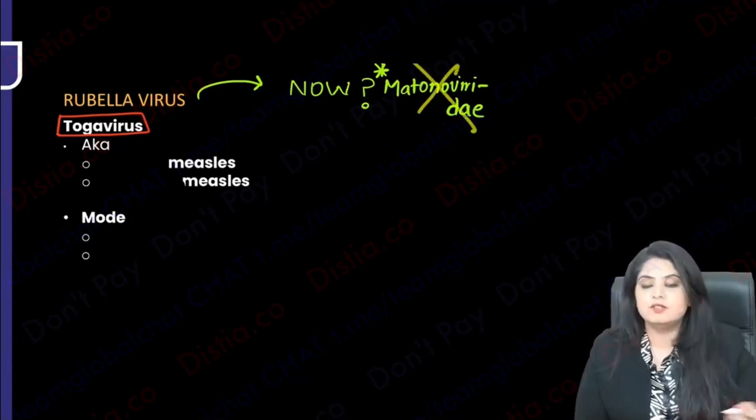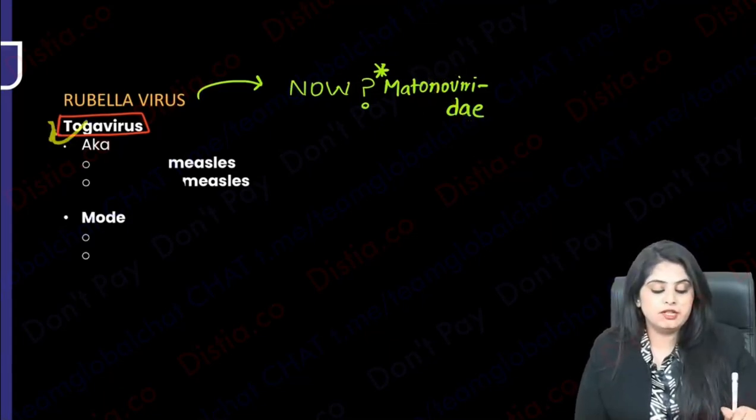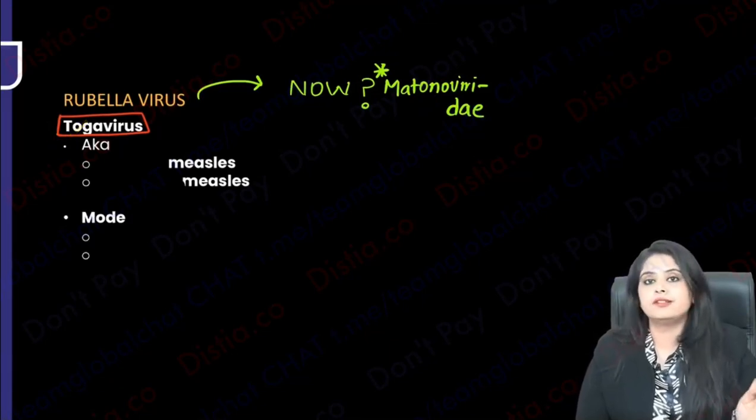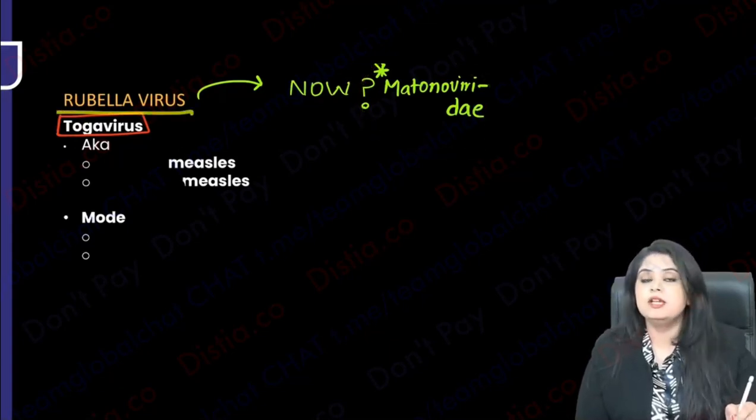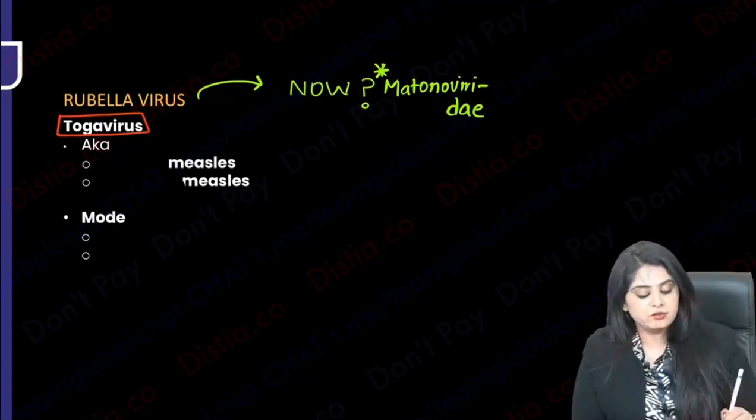If Matonaviridae is not there in the options and you have to select the family, you will select the old answer, that is Togavirus. But if you have to select the latest answer, your answer for rubella is going to be Matonaviridae family. So yes, what are the other names?